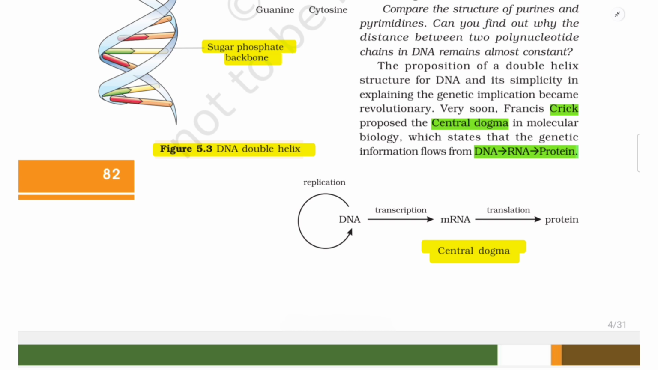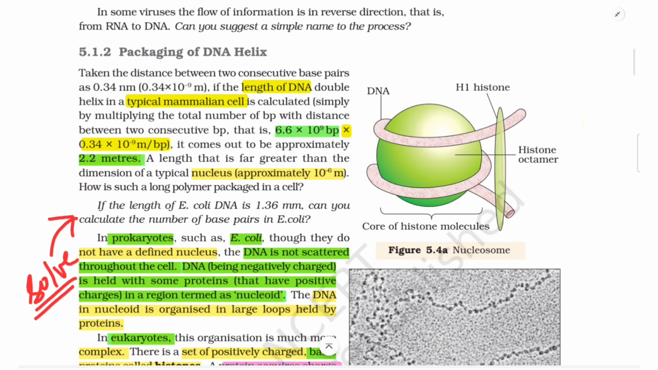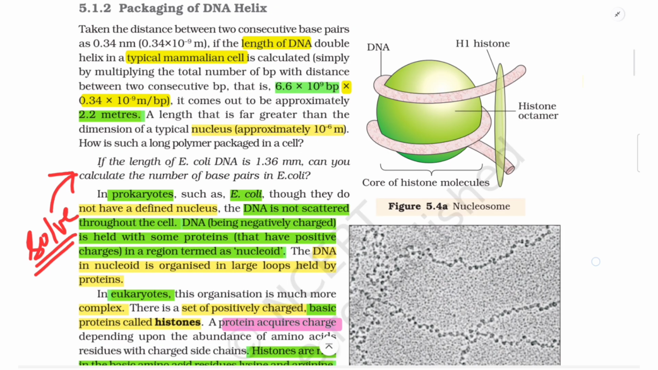The proposition of a double helix structure for DNA and its simplicity in explaining the genetic implication became revolutionary. Very soon, Francis Crick proposed the central dogma in molecular biology, which states that the genetic information flows from DNA to RNA to protein. In some viruses, the flow of information is in the reverse direction, that is from RNA to DNA. Can you suggest a simple name for the process?